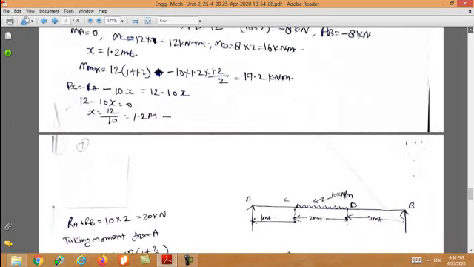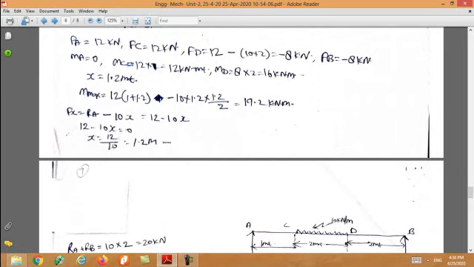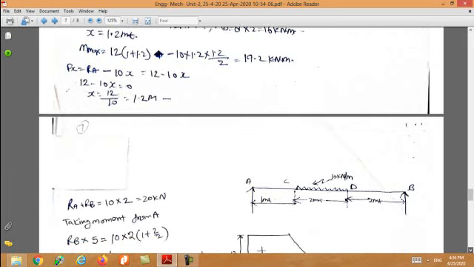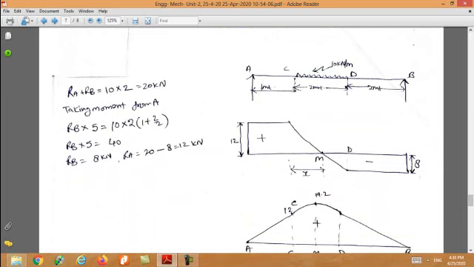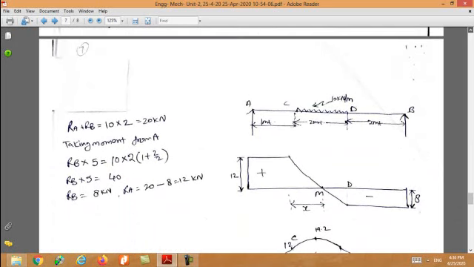So Fx is equal to RA minus 10x, and this Fx is 0. So 12 minus 10x is equal to 0, and you can find the value is 1.2 meters. Now you can calculate the bending moment at this point also, and at this point the bending moment will be maximum.